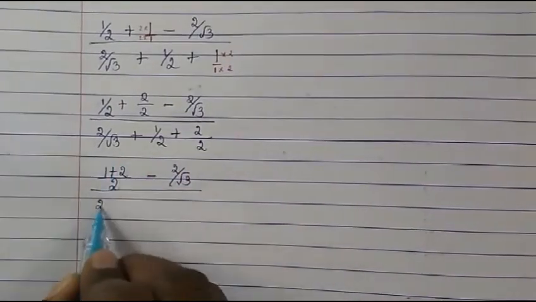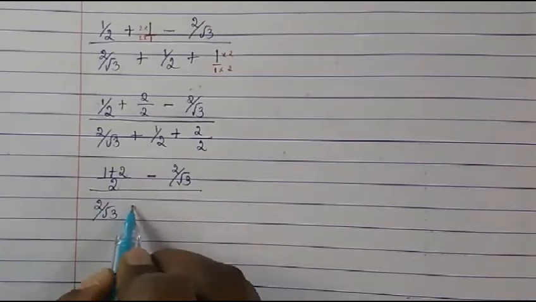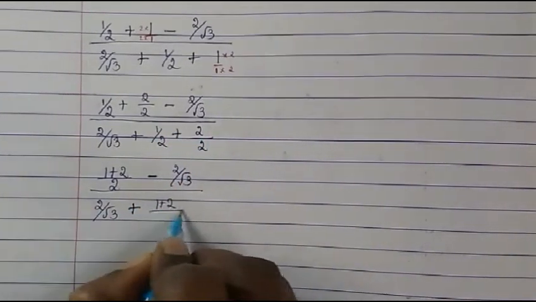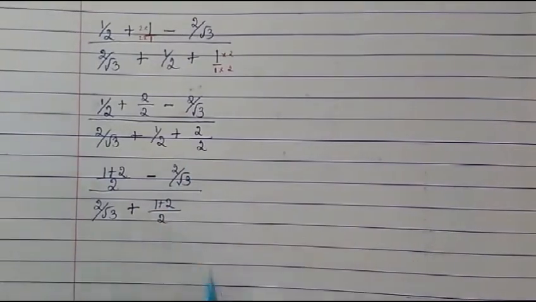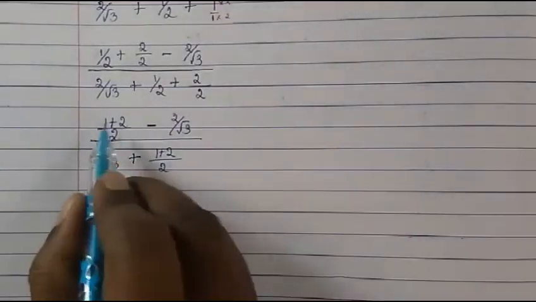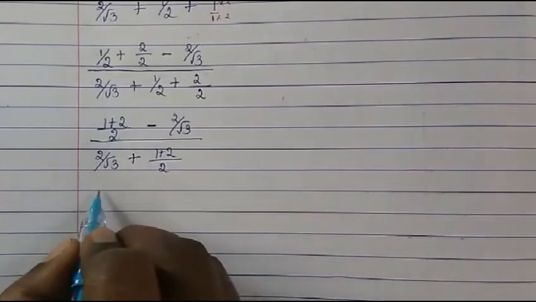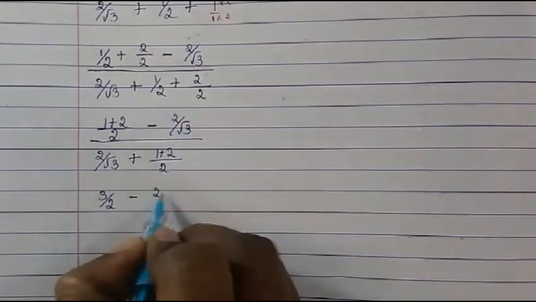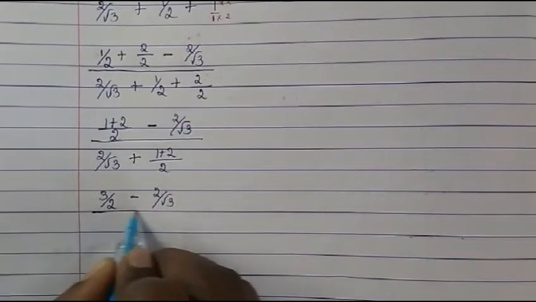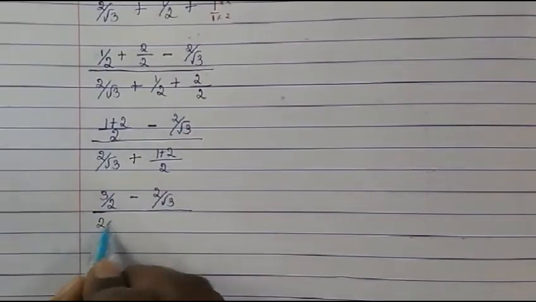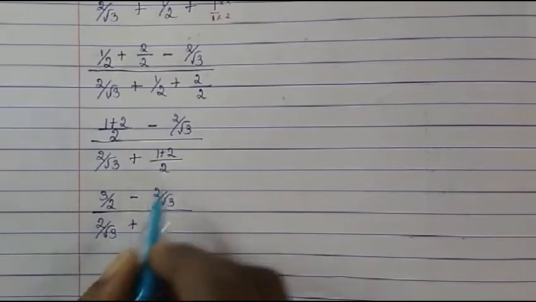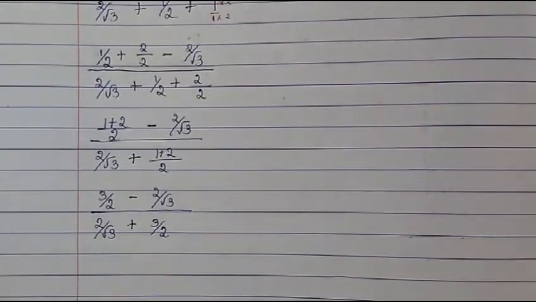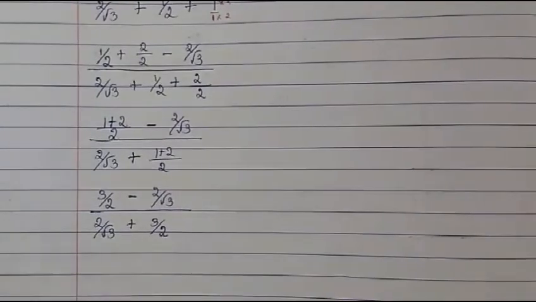So here 2 upon root 3 plus, this is 1 plus 2. Denominator is same, so once we will write. So now this will become 3 upon 2, minus 2 upon root 3, plus 2 upon root 3 plus 3 upon 2. Up to here it is clear.